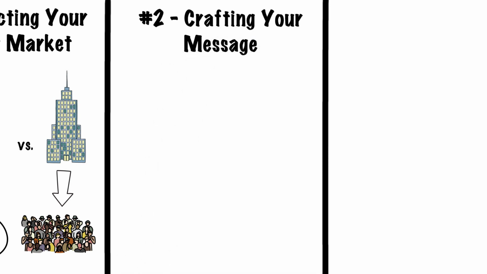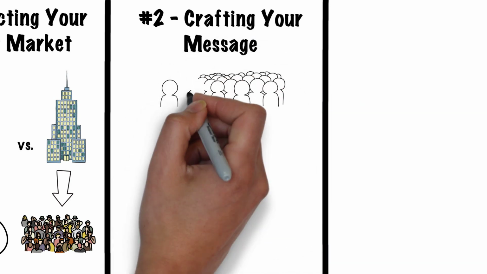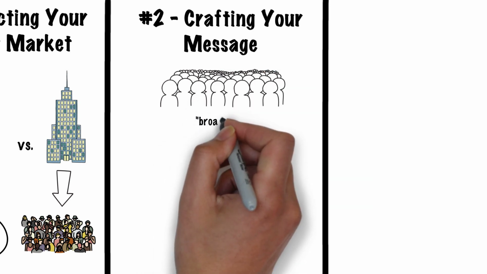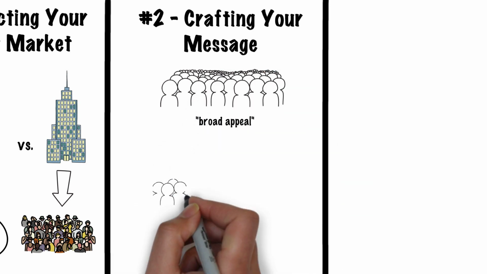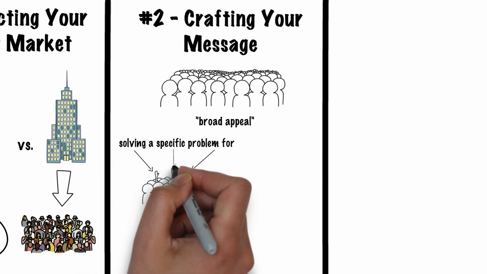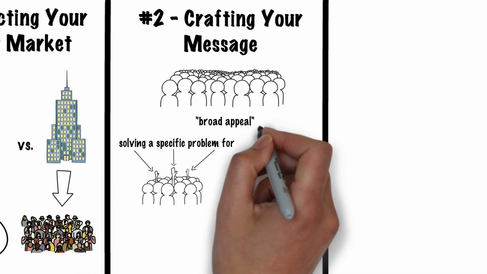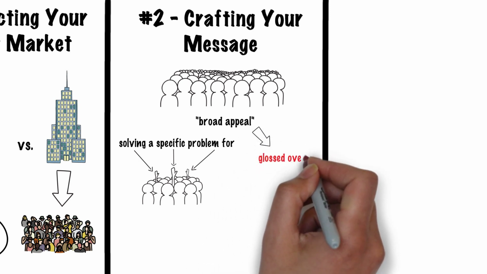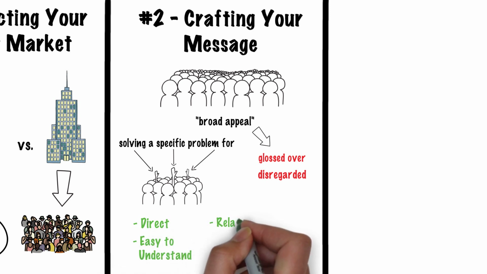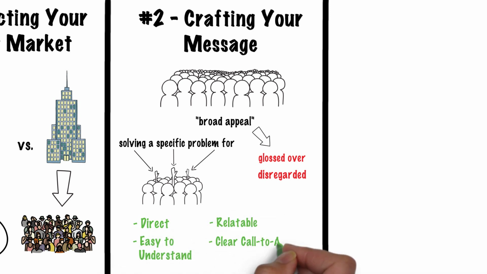Many small businesses try to stay general in their messaging, and it comes from an understandable place. They want to have broad appeal for what they're selling. The problem is, if you're not focusing your message on solving a specific problem for a specific type of customer, you are at substantial risk for having your message glossed over or completely disregarded. If it's not direct, easy to understand, and relatable with a clear call to action or next step, you're going to get drowned out in all the other noise.